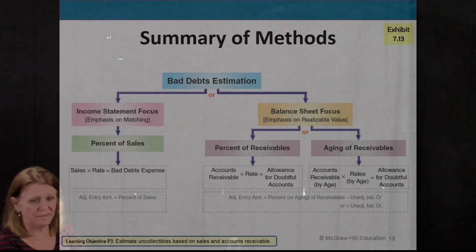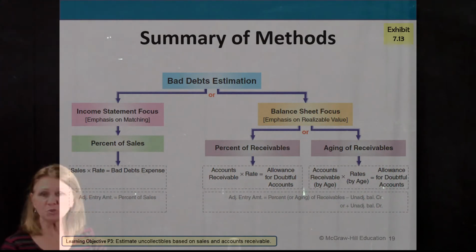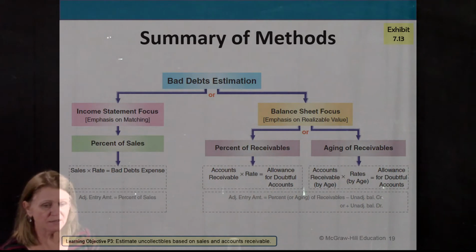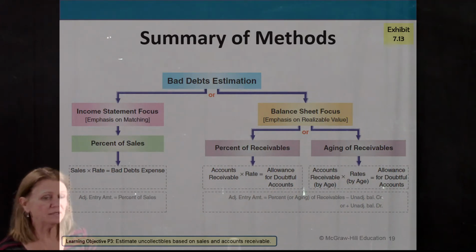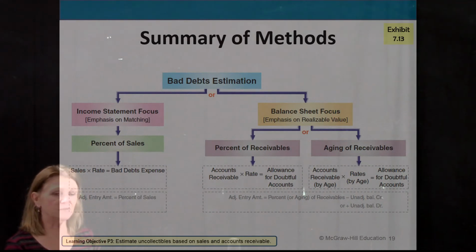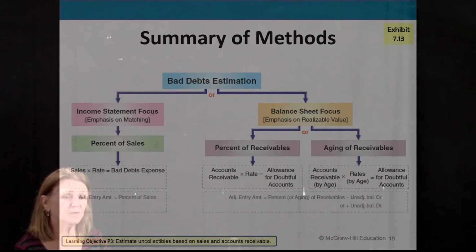So here's a summary of the methods. We're talking about bad debt estimations. We are not talking about direct write-off here. The one on the far left is your income statement focus, percent of sales: sales times rate equals bad debt expense, and your adjusting entry amount comes from percent of sales. If we go to the balance sheet focus, because then we're talking about percent of receivables and aging of receivables, the percent of receivables: accounts receivable times the rate equals allowance for doubtful accounts.